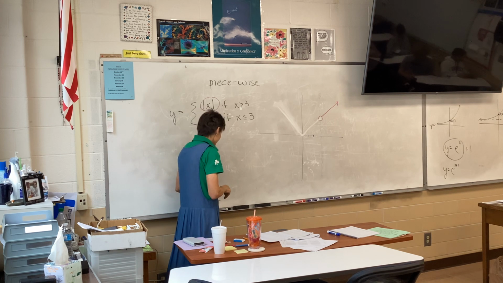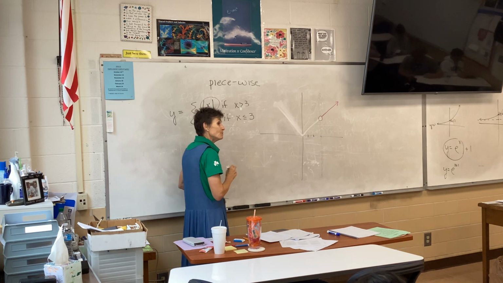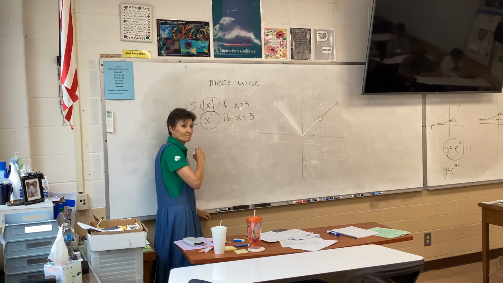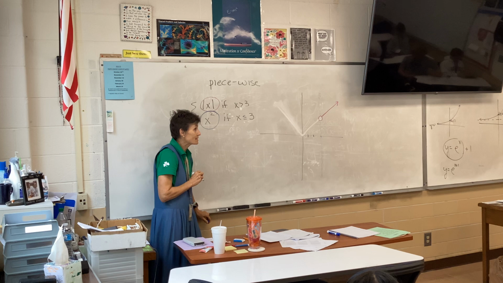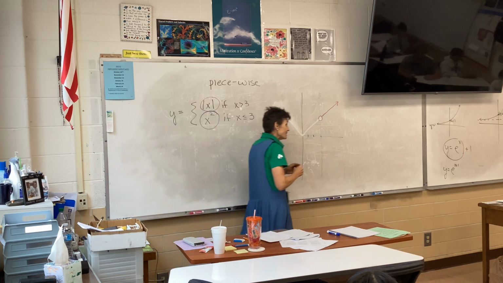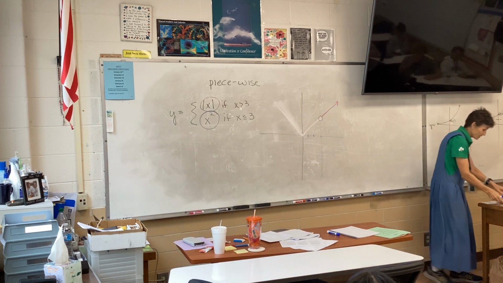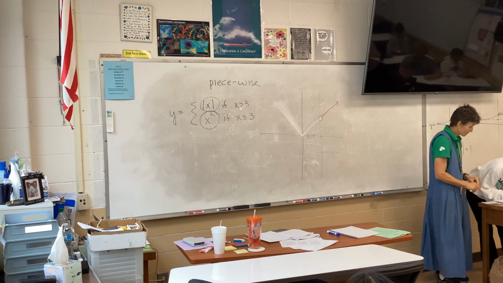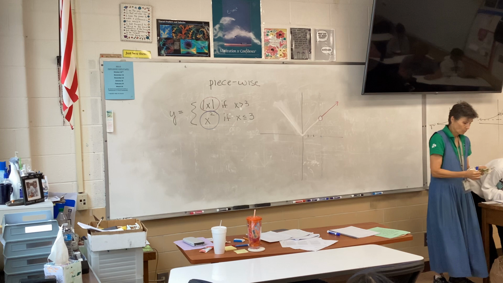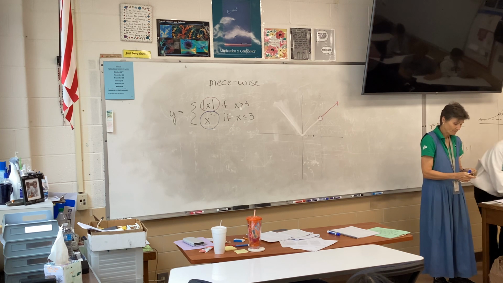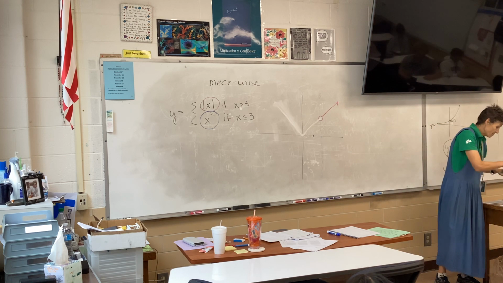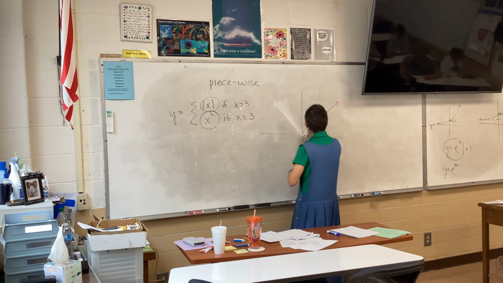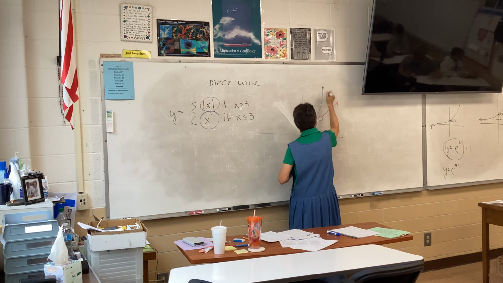All right, any guesses what I might do next? Now I'm going to graph that piece. And what is that piece going to be? Right, what's that shape? That's a parabola. So guess what I'm going to do? I'm going to take my blue marker and I'm going to graph my parabola.